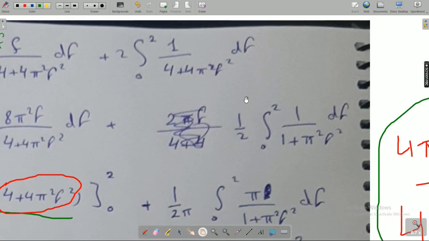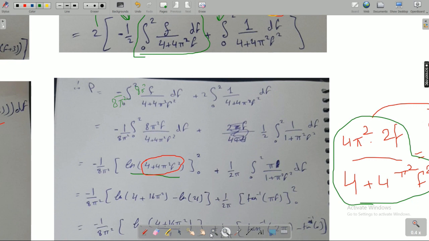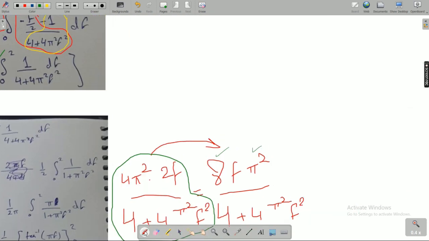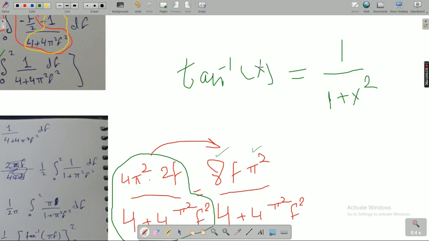Okay, moving to the second part, I have here 1 over 4 plus 4 pi square f square. Also, this is a famous integral, which is similar to what? I have a function called tan inverse x. When I differentiate it, it gives me what? 1 over 1 plus x squared. How do I differentiate it? I get the angle here, x, and differentiation of x equals 1. So I put here 1. Then I divide by what? 1 plus the angle power 2, 1 plus x power 2.